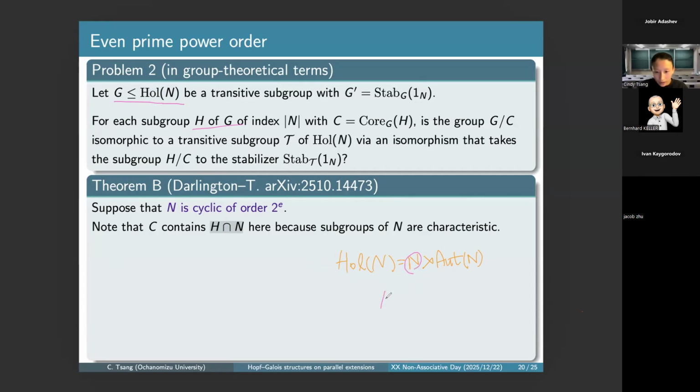When you take the intersection, this is going to be normal in Hol(n) because we're looking at cyclic groups. It's abelian, so it's going to be normalized by the n part. And for a cyclic group, the subgroups are all characteristic, so it's going to be normalized by the Aut(n) part as well. So H intersected with n is going to be a normal subgroup of Hol(n). So in particular, it's normal in G. So the core is going to contain this part.